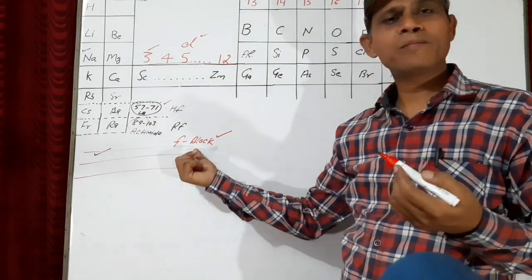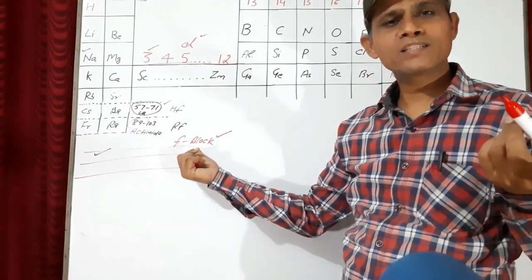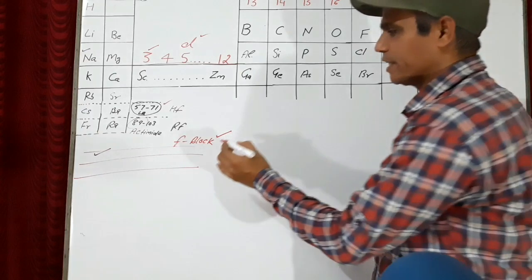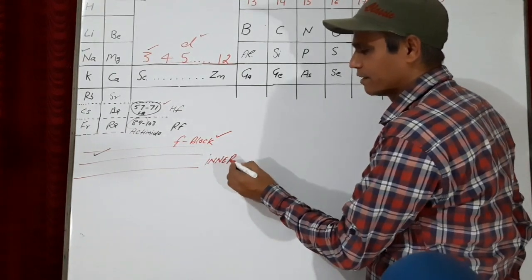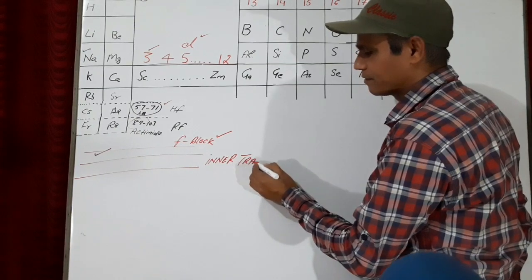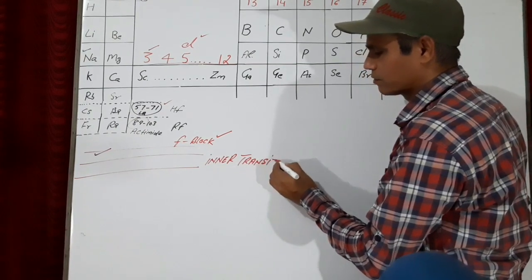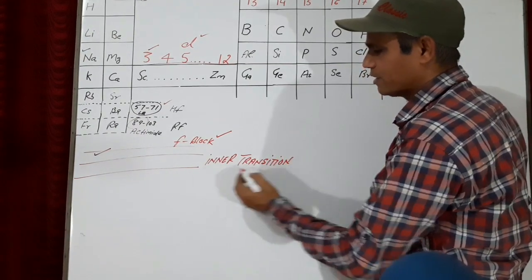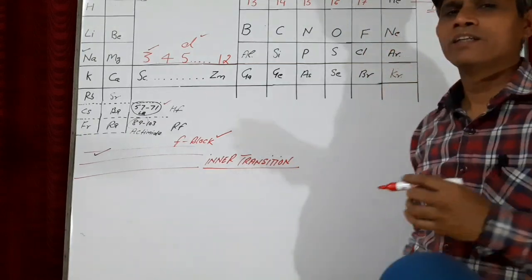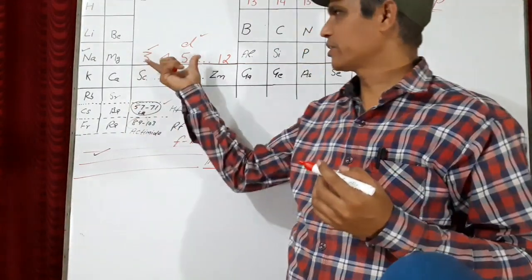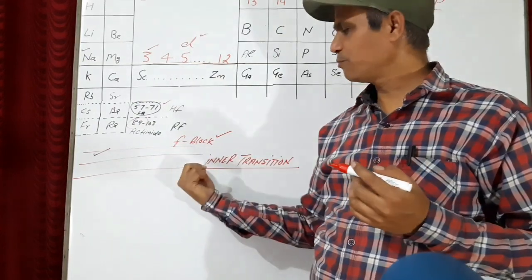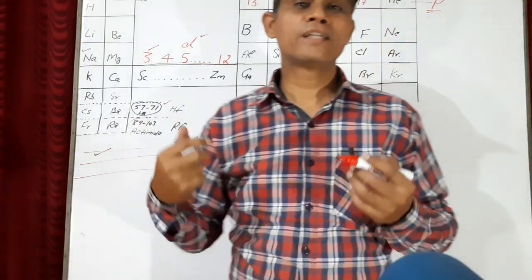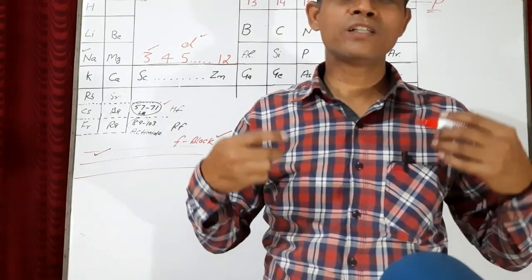These F block elements are also known as inner transition elements. They are also known as inner transition elements. D block elements are known as transition elements, and F block elements are also known as inner transition elements.